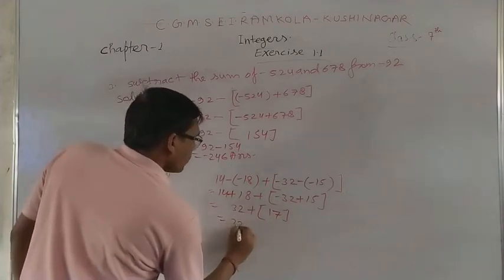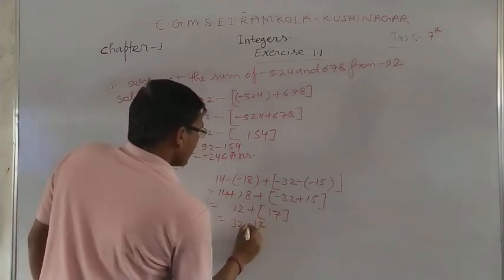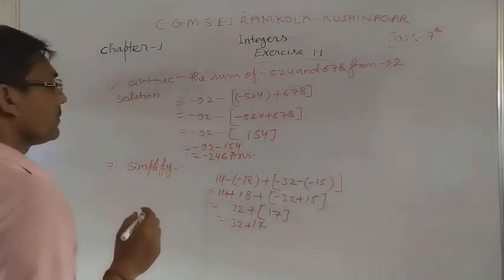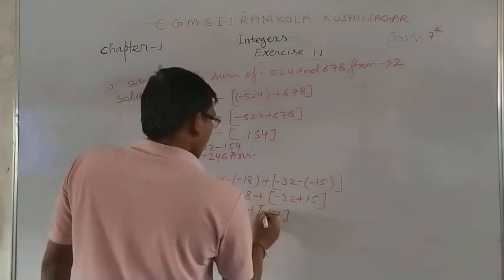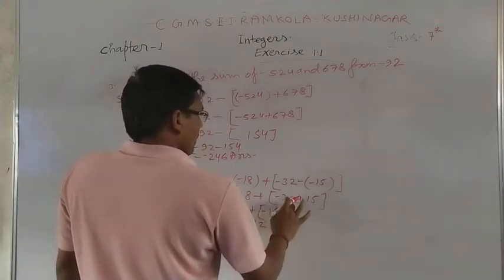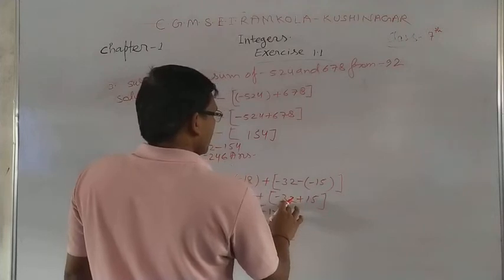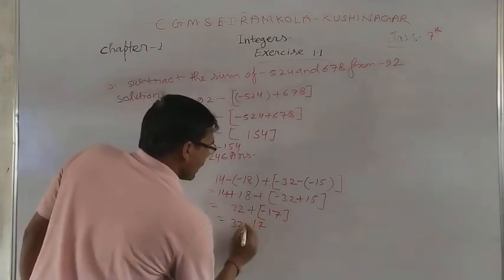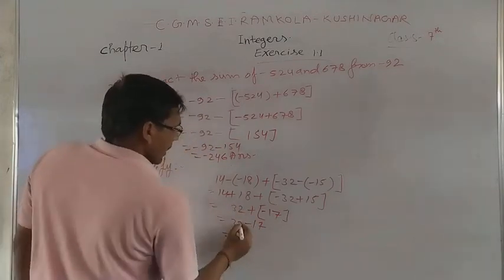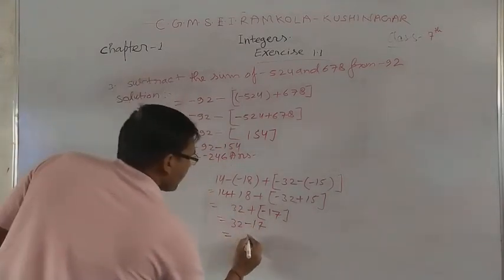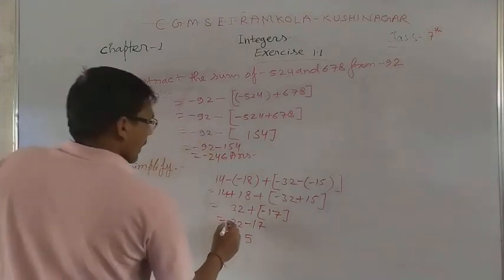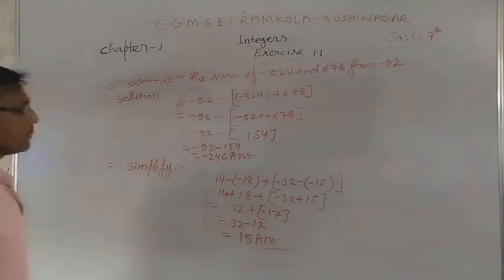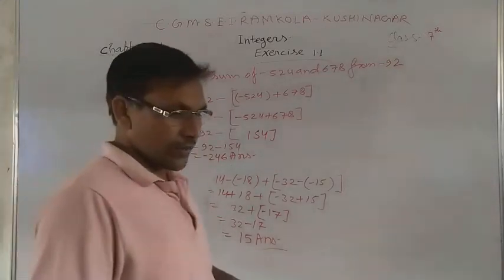Then 32 plus 17 with a minus sign here, because the minus integer is greater than 15, so the sign will be minus. Then 12 minus 7 is 5, and 2 minus 1 is 1. Here is the solution of this given question.